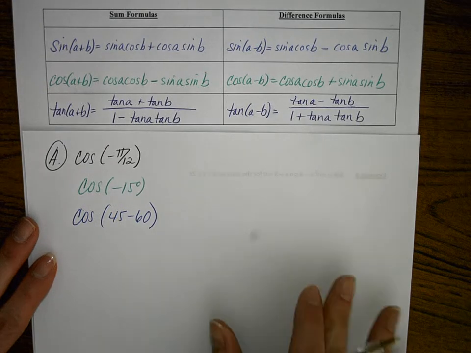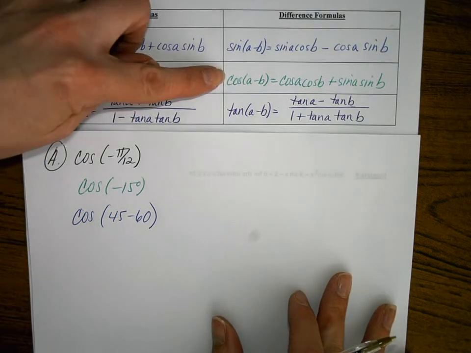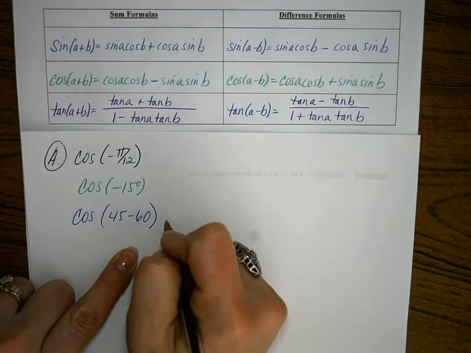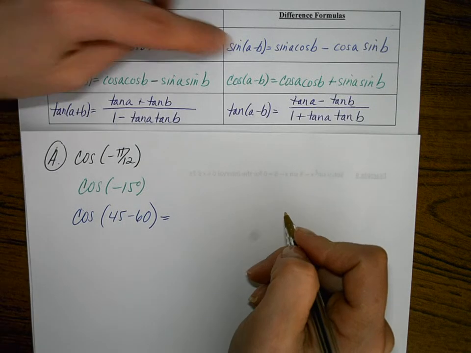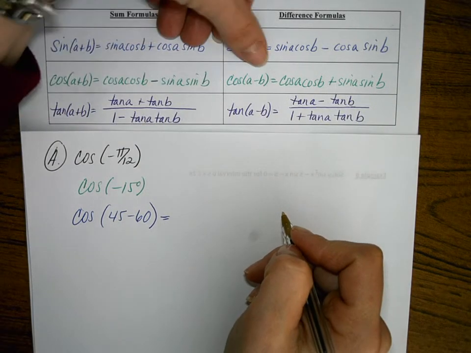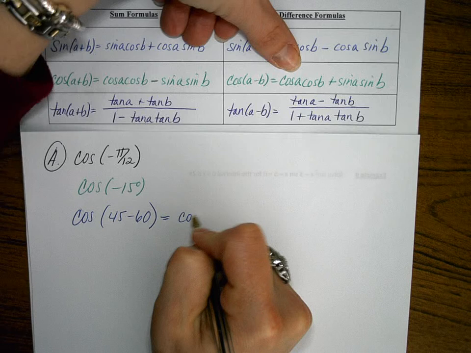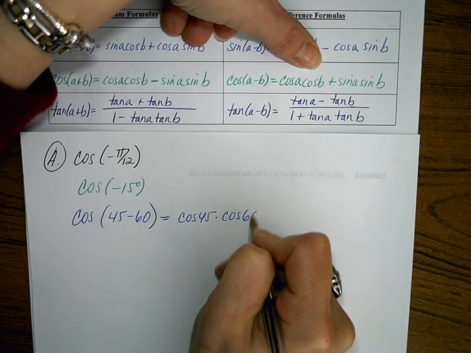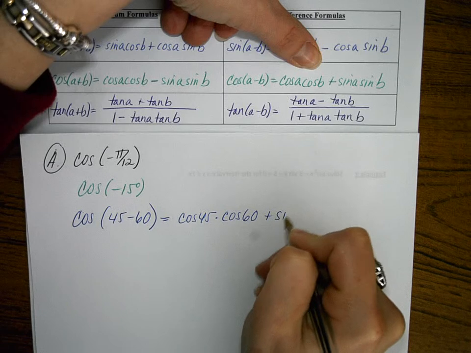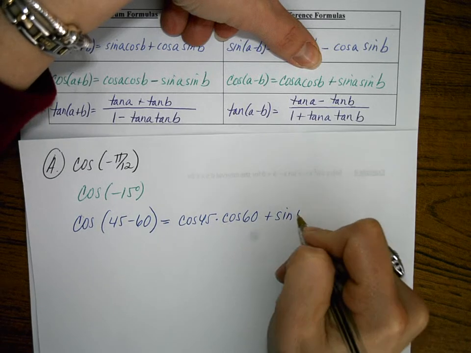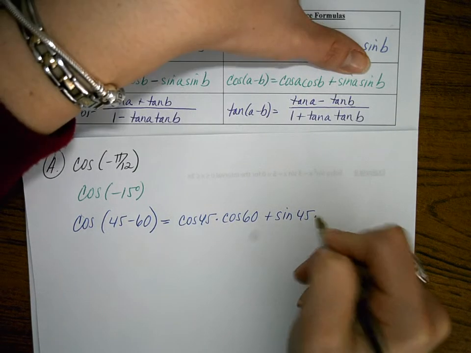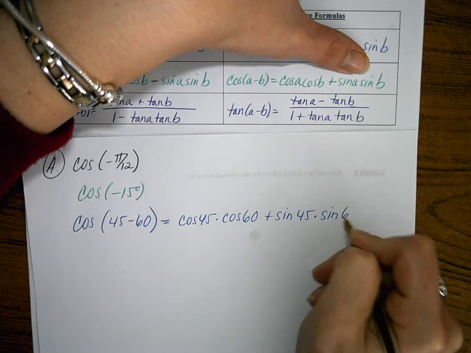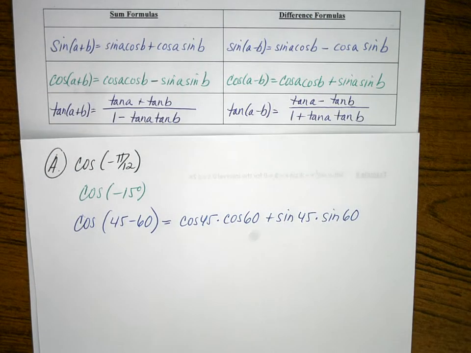All right, so now I look up here, I have the cosine of two angles that are being subtracted. All right, now the cosine of two angles that are being subtracted is the cosine of the first, so that's the cosine of 45, times the cosine of the second, which is the cosine of 60, plus the sine of the first, which is the sine of 45, times the sine of the second, which is the sine of 60.